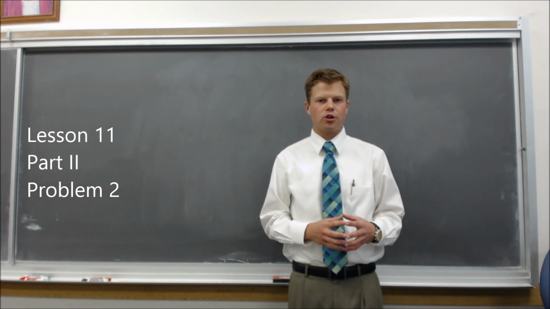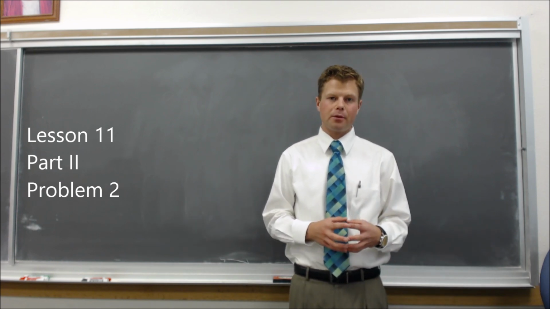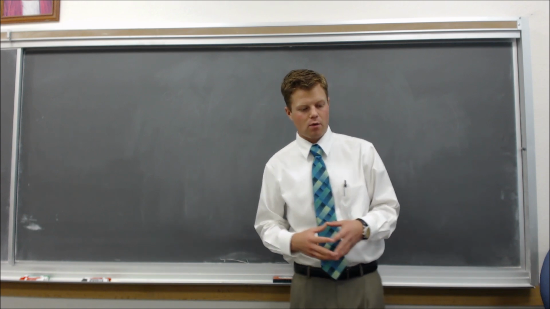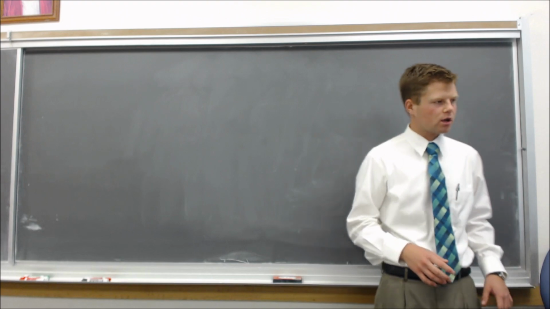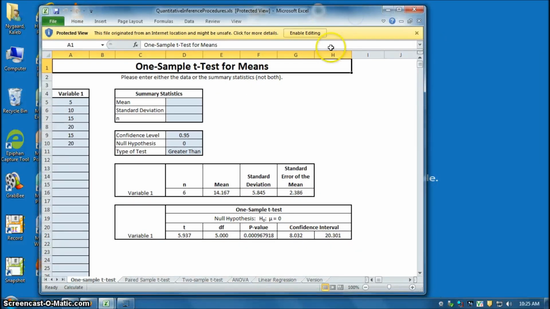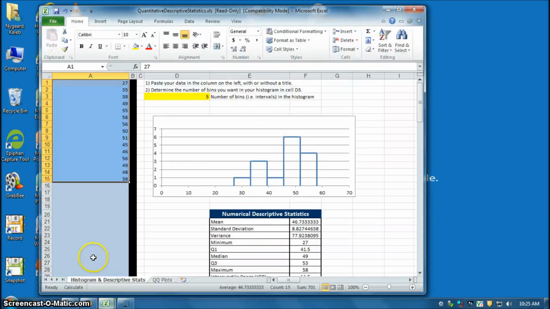Question 2. Using your calculator or Excel, compute the sample mean and sample standard deviation for the 15 pieces of data you see in part 1. Okay, so we are going to come back over to our Excel. So if we come back to our quantitative descriptive statistics, we have our data here on the left-hand side, and remember that the mean is given right here, the 46.7, and the standard deviation of the sample is 8.3.